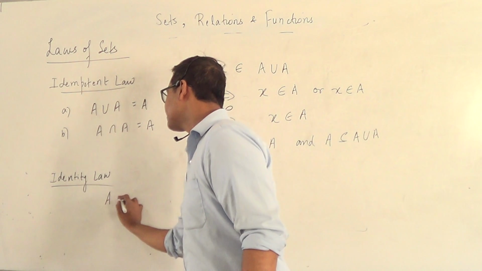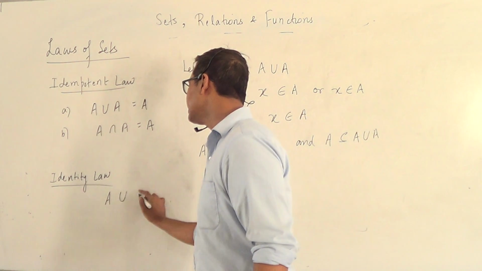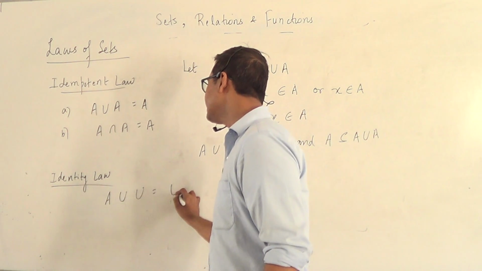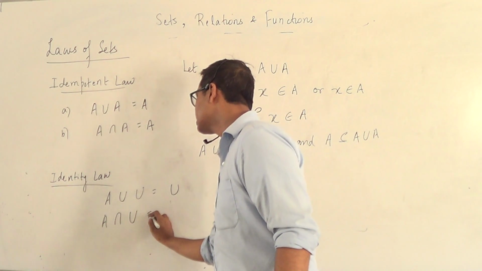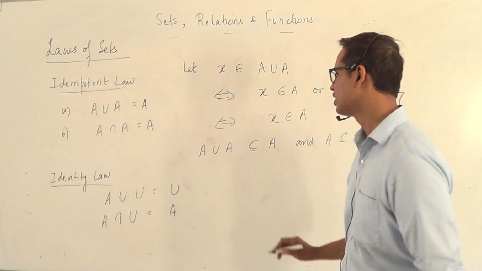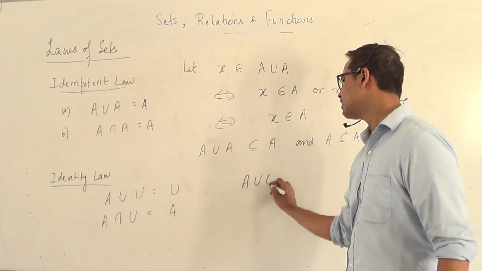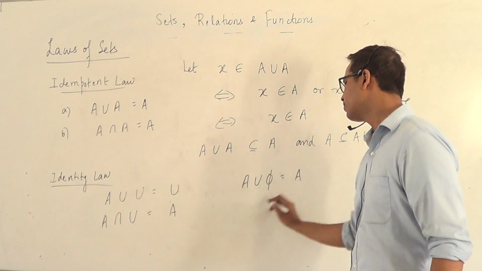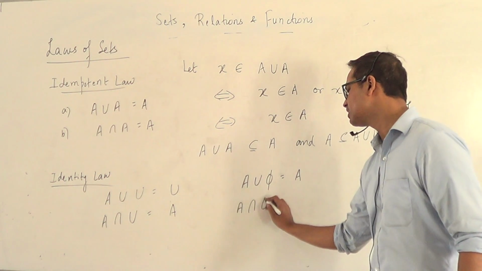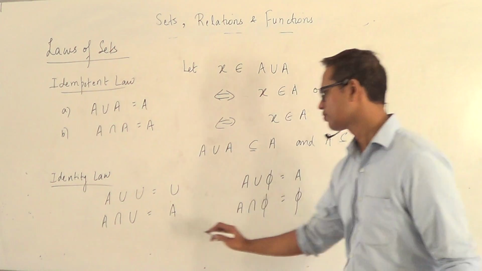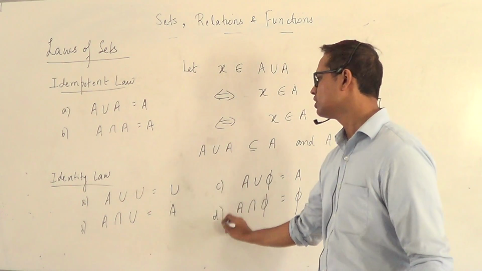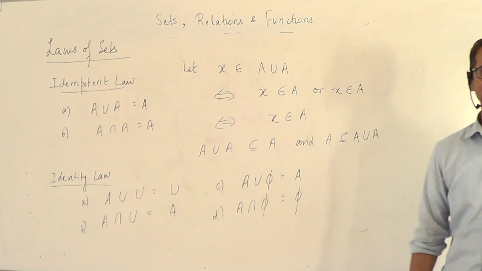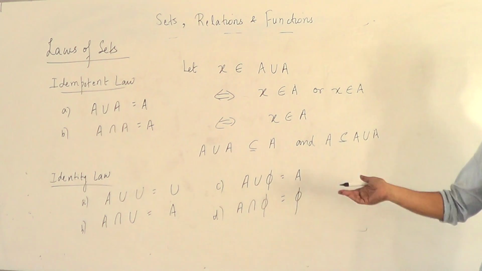Identity law says A union with the universal set is going to be the universal set. A intersection with the universal set is going to be A. A union with the null set is going to be A, whereas A intersection with the null set is going to be a null set. So these four laws are collectively called the identity laws. They are very trivial proofs.